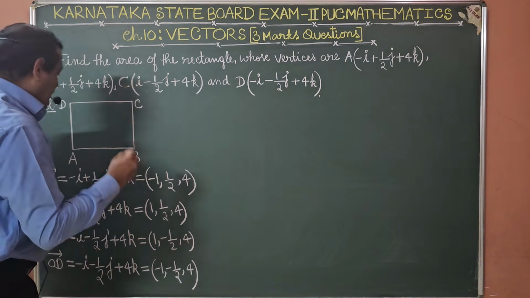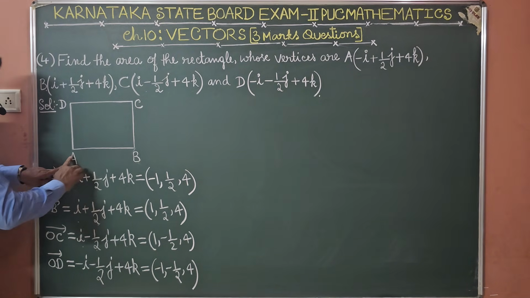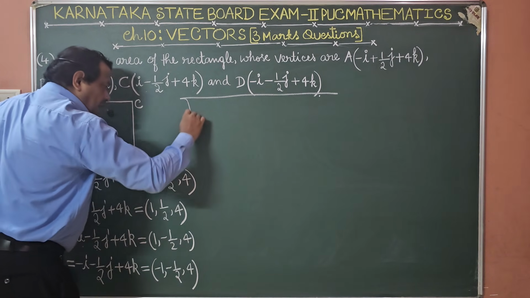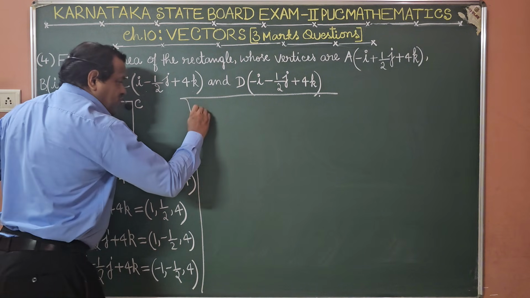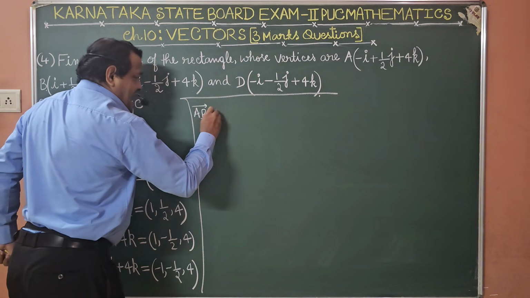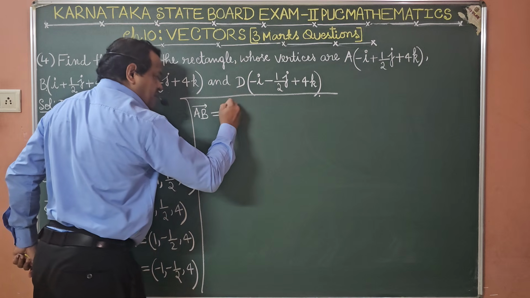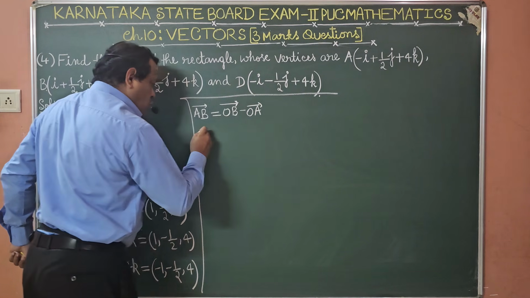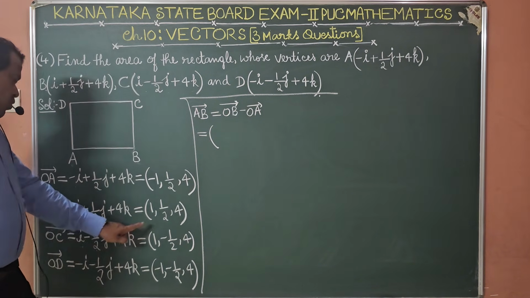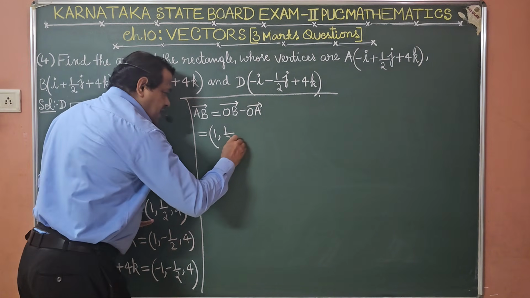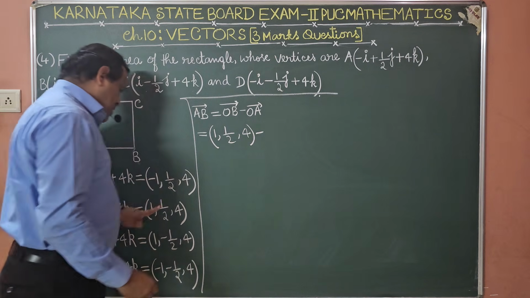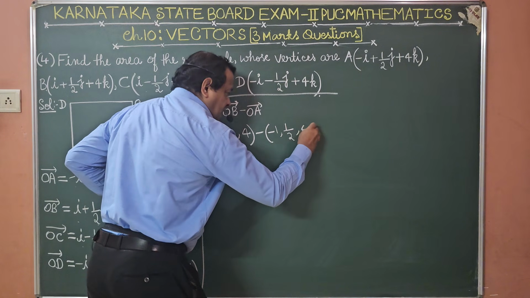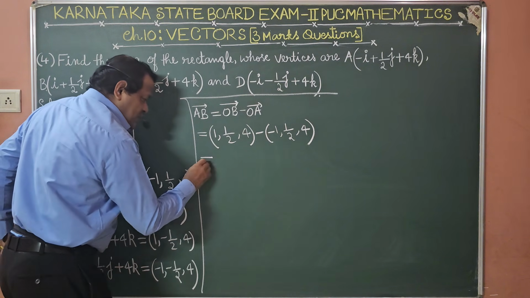Now I will find the AB vector and the AD vector. So I will continue my solution over here. First I will find the AB vector, and you know the definition, OB vector minus OA vector. So OB vector is 1 comma half comma 4 minus OA vector, minus 1 comma half comma 4, and all of you know subtraction of vectors.